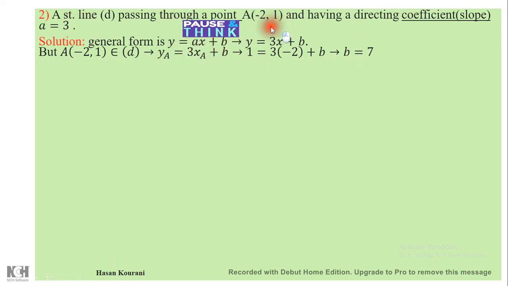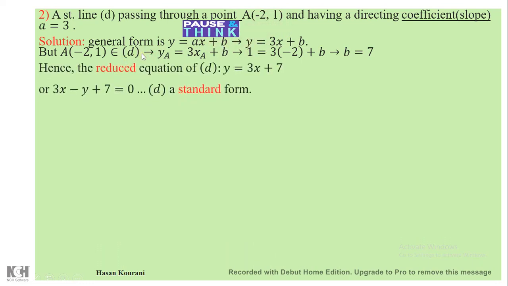Since we have the slope, directly we plug in the slope here, which is 3, to get y equal 3x plus b. We need the value of b, and we must find it. We must have the values of y and x. As you know, y and x represent the coordinates of a point on the straight line. Here we have point A (-2, 1), as you see, belongs to D.